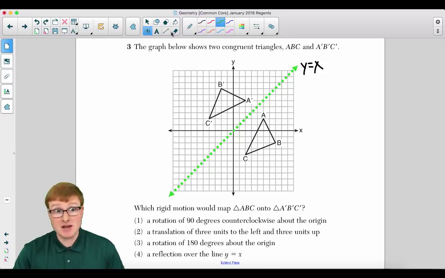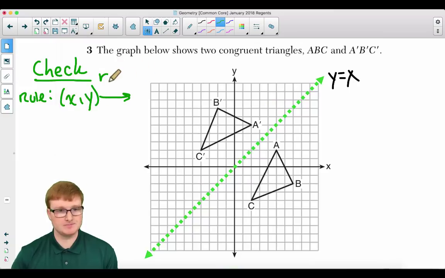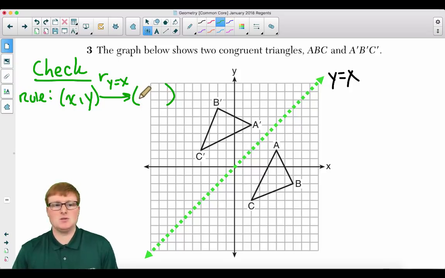Well, you need to know your transformation rules. We are going to just run a basic check to verify that this is absolutely true. Here's a rule that you need to know. If you are given the coordinate (x, y) and you want to reflect it over the line y equals x, well, what's your resulting point? When you reflect over the line y equals x, you just switch the numbers in the ordered pair. It just becomes the coordinate (y, x).